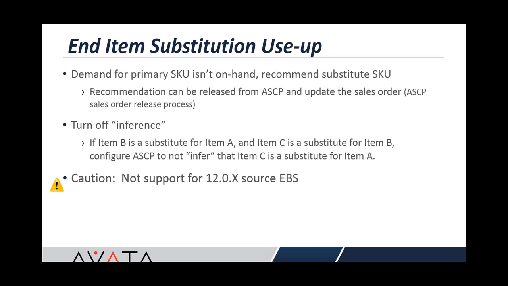So in end item substitution, you can end up having a chain. You know, B substitutes to A and C substitutes to B. And prior to this enhancement, Oracle would then make the assumption that C is a substitute for A, which is not always the case. So you now have the ability to break that chain and not have Oracle infer that relationship. You can do it with or without, but now you have some control. This particular one, you have to be on at least 12.1 on the EBS side for it to function.